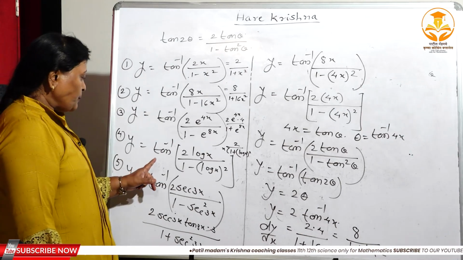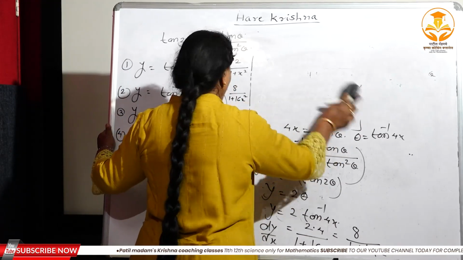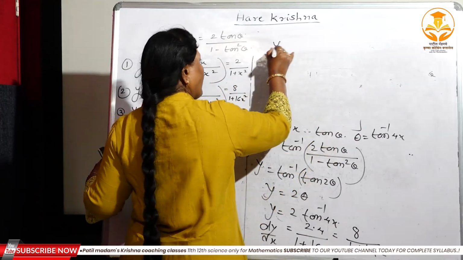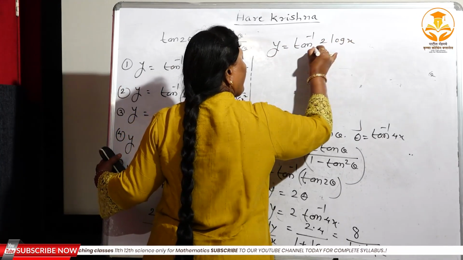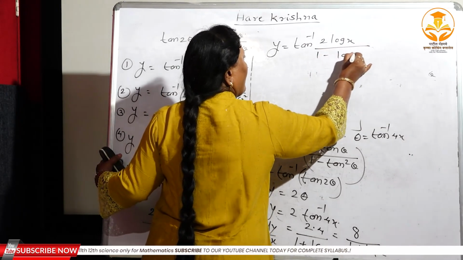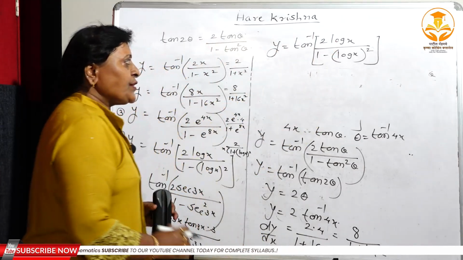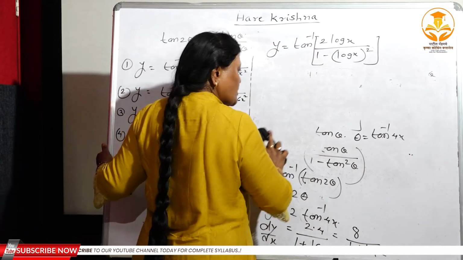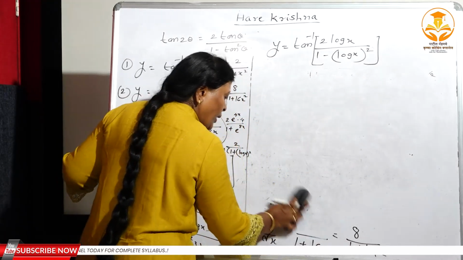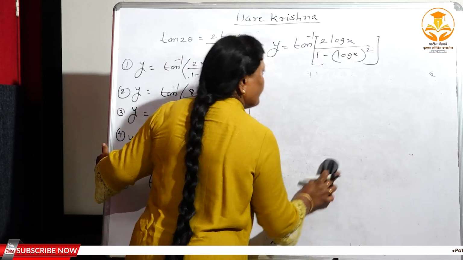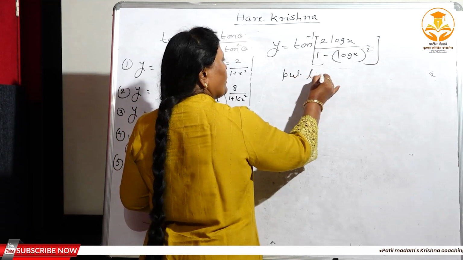Now I will take the fourth one, and the remaining you can do yourself. See, the fourth one, y is equal to tan inverse of 2 log x divided by 1 minus log x whole square. Again, very simple. Where you have to substitute? In place of log x, you have to substitute tan theta, so that your problem gets into the standard formula of tan 2 theta, isn't it? Therefore, here put log x is equal to tan theta.